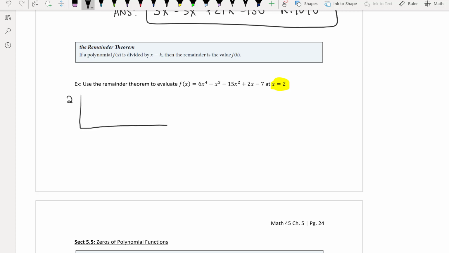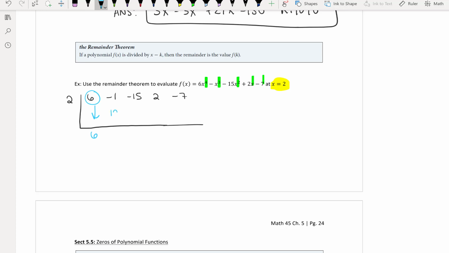And on the inside, I want to check all of my exponents. So I have degree 4, degree 3, degree 2, degree 1, constant. I'm good. So I'm going to rewrite this as a 6, a negative 1, a negative 15, a 2, and a negative 7. So I know for the first term, I'm always just going to drop it down. So this is going to be 6.